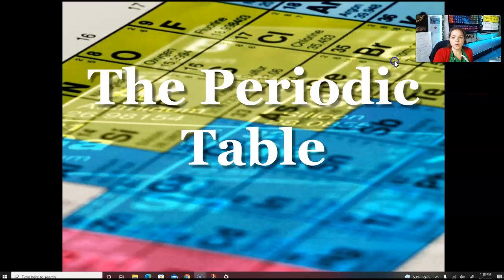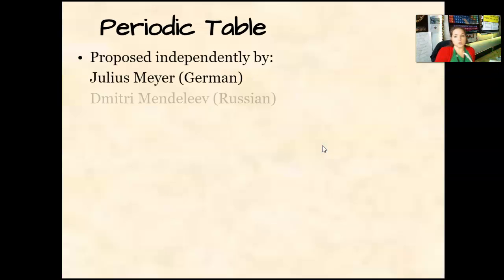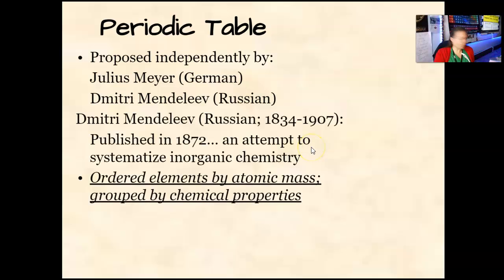Hi, all right, so we are going to start looking at the periodic table. First off, you're going to look at your notes, which are a little bit different. You're going to be on the back side. We're going to start by looking at who came up and how the periodic table came to be.